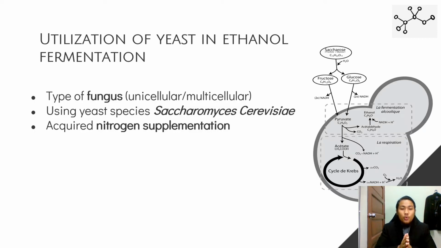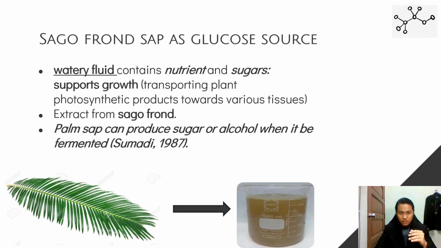In this study, we utilize a yeast, specifically the Saccharomyces cerevisiae species. This yeast has the potential to metabolize glucose into ethanol. And the Sago Frond sap is also used in this study. Sago Frond sap is basically a sap or juice or liquid that we obtain by extracting from the Sago Frond, and this sap contains glucose that we can use as a fermentation substrate.